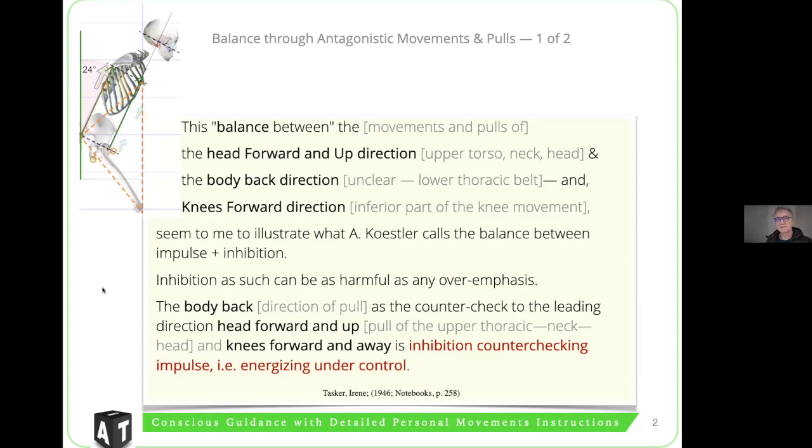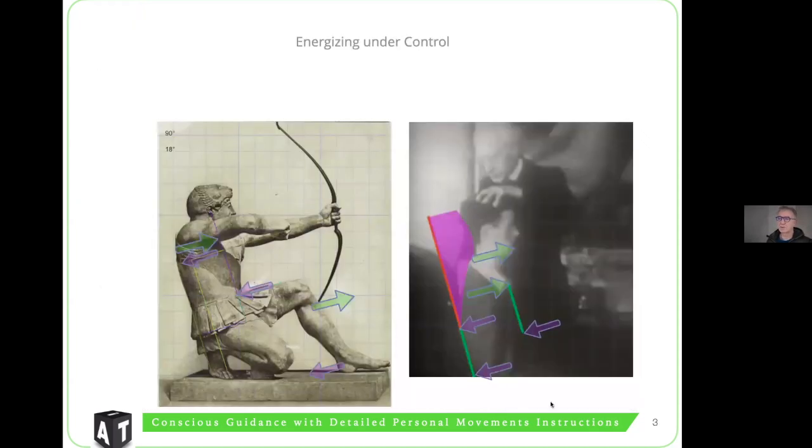She adds very interesting comments. Inhibition as such can be as harmful as any overemphasis. The body back as the counter check to the leading direction, head forward and up, and knees forward and away, is inhibition counter-checking impulse, that is, energizing under control. I took some pictures so that you could get an idea of what we could mean.